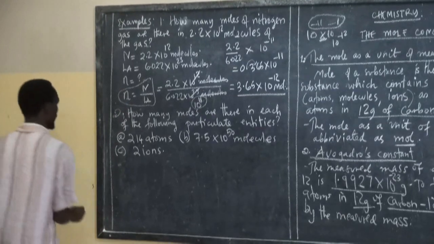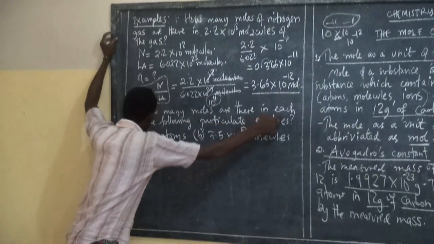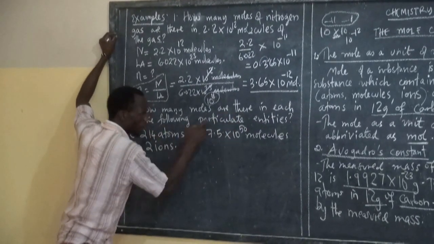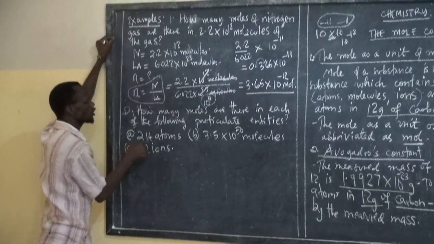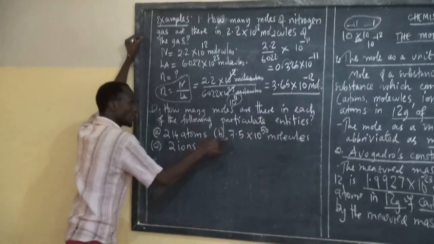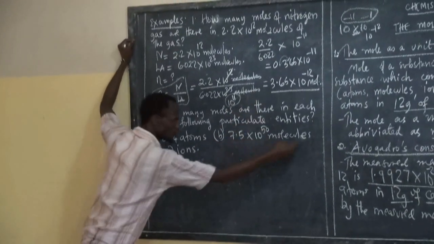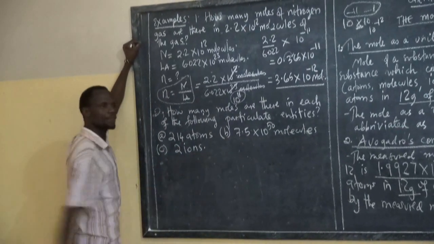Now let us go for the second example. How many moles are there in each of the following particulate entities? A, we have 214 atoms. B, we have 7.5 times 10 power 15 molecules. And C, we have 2 ions.